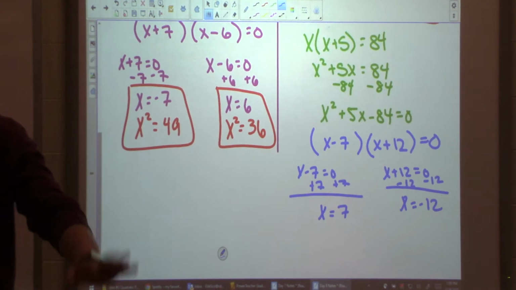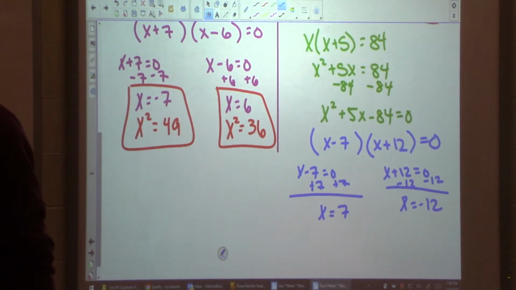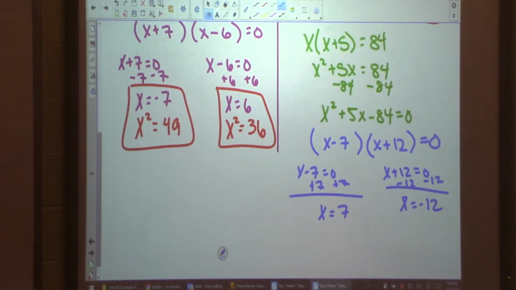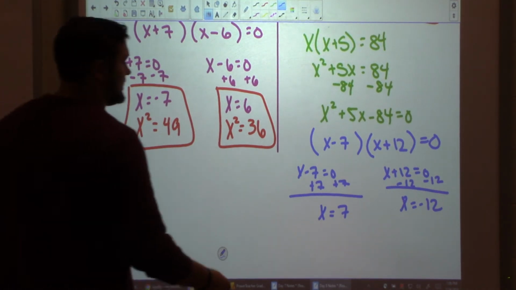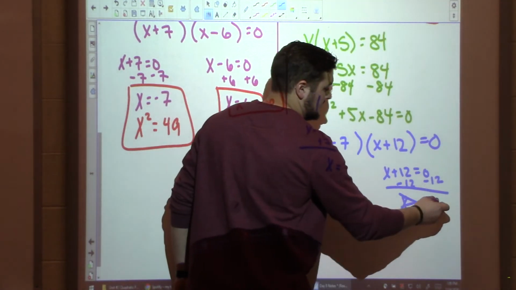Okay, well, let's stop for a second. Let's just think about this. Is 7 a good side length for a width? Yeah, that's fine. Is negative 12 a good side length? No, right? We can't have a negative number, so I can go ahead right away and cross off negative 12.